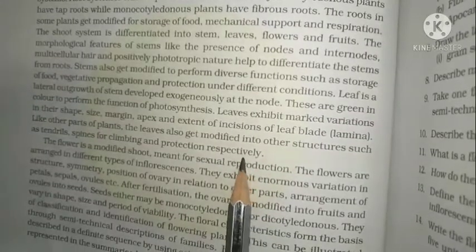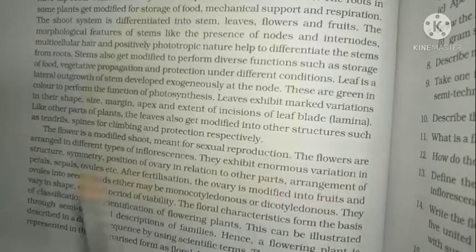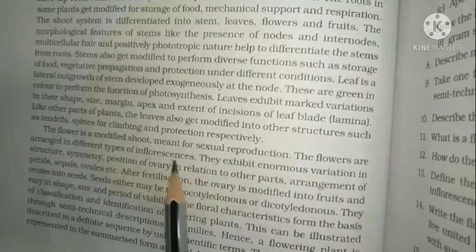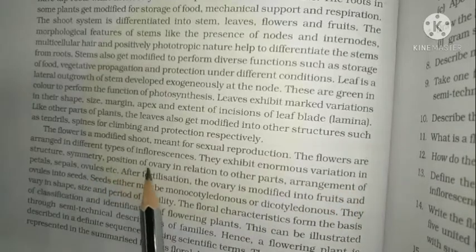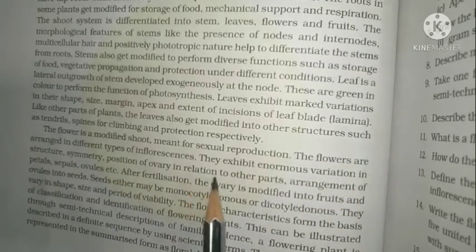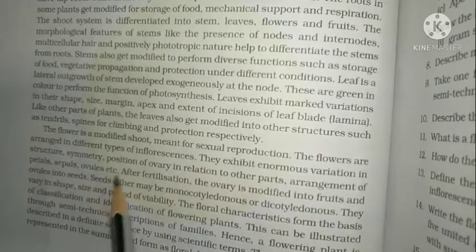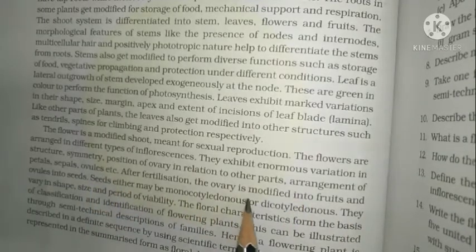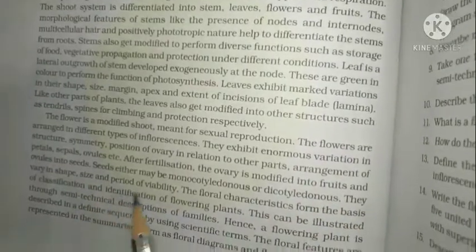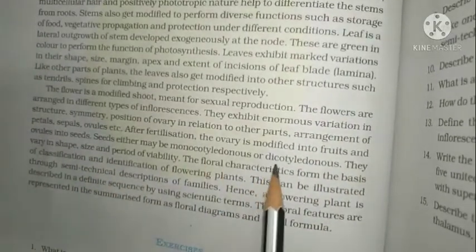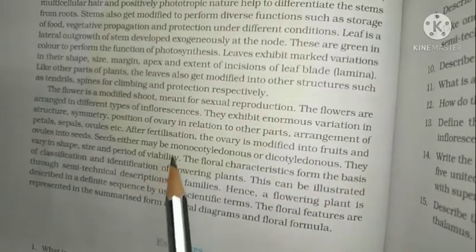The flower is a modified shoot meant for sexual reproduction. Flowers are arranged in different types of inflorescence. They exhibit enormous variation in structure, symmetry, position of the ovary in relation to the other parts, and arrangement of petals, sepals, ovules, etc. After fertilization, the ovary is modified into the fruit and the ovule into the seed. Seed may be monocotyledonous or dicotyledonous. They vary in shape, size, and period of viability.